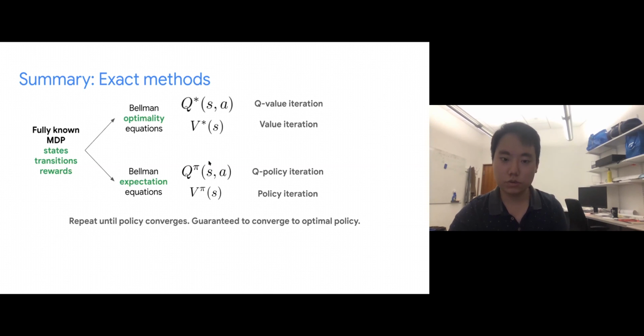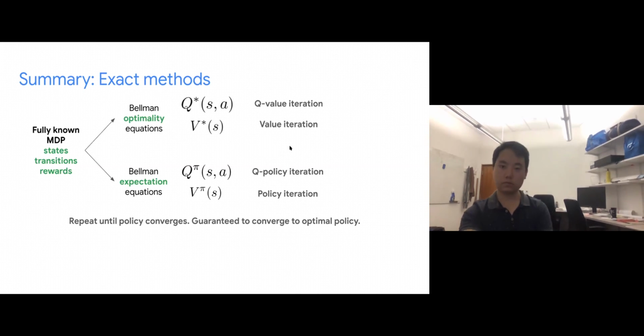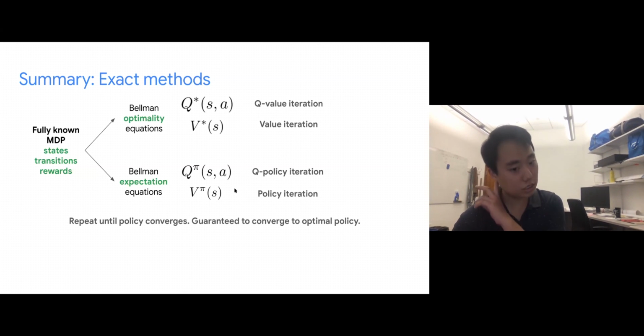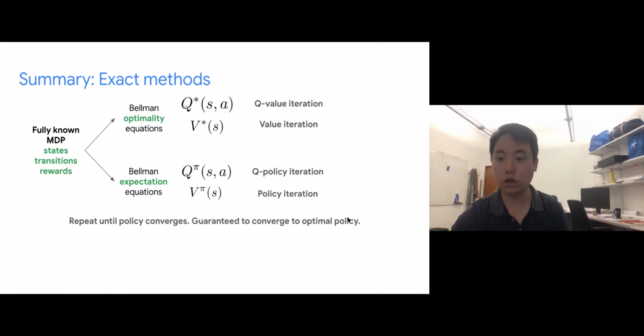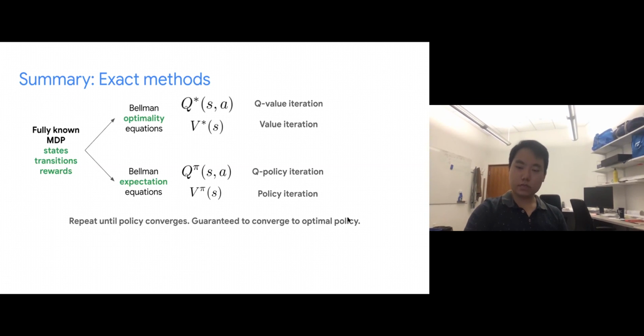So these values of interest, we've derived the inequalities for them based on these Bellman optimality or Bellman expectation equations. And we've seen how to learn these values, Qs and Vs, using Q value iteration or Q policy iteration or policy iteration. And we've seen that if these state transitions and your rewards are exactly observable, you can actually converge to the optimal policy. So that's actually the first set of algorithms.